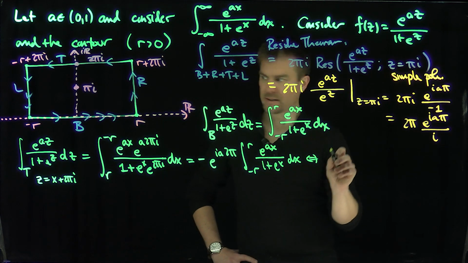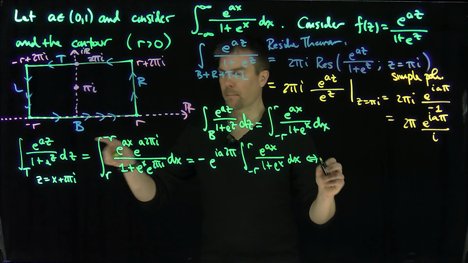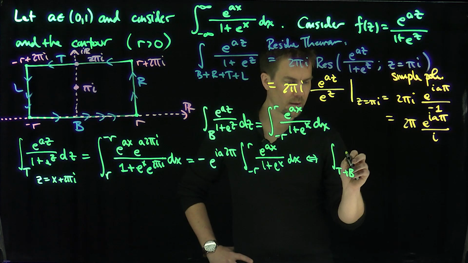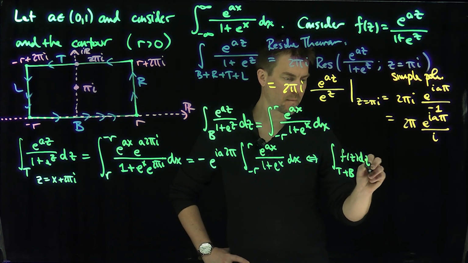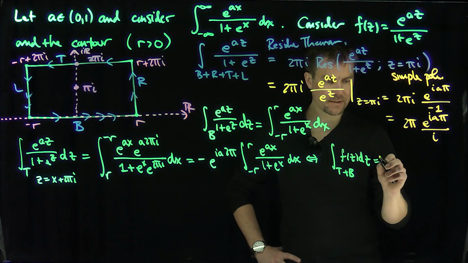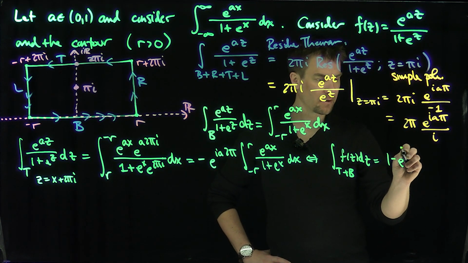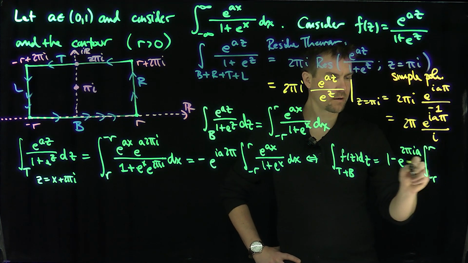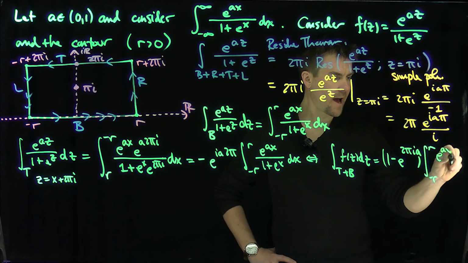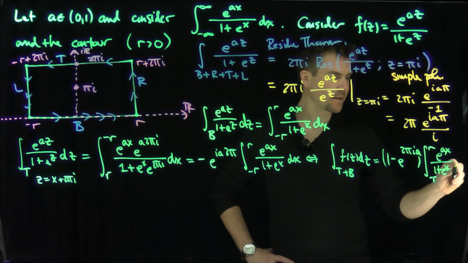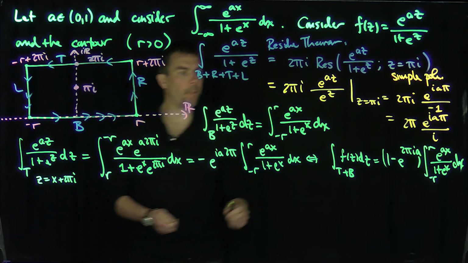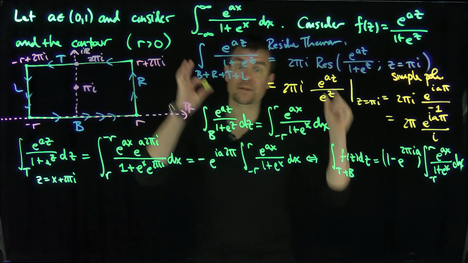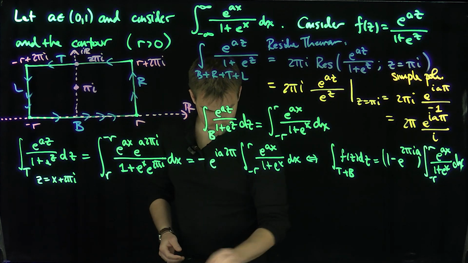In other words, this implies that the integral over the top plus the bottom of our function f of z dz is really 1 minus e to the 2 pi i a times the integral from negative r to r of e to the ax over 1 plus e to the x dx. Great. So the bottom and the top give me this factor. So as r goes to infinity, it gives me this factor times the integral I want. Great. Okay? Now what's next?